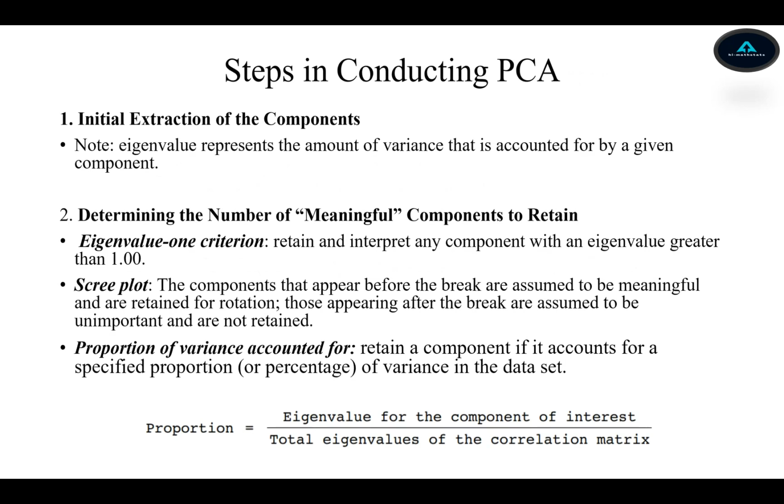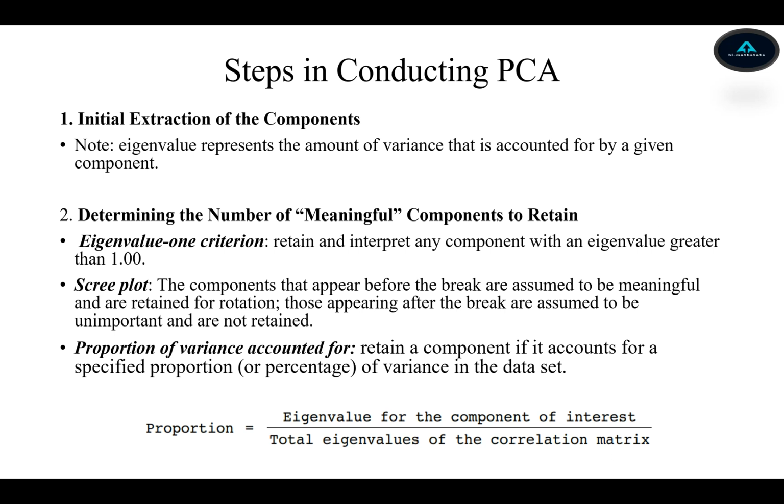Now, let us understand the steps in conducting PCA. First, the initial extraction of the components. In principal component analysis, we use eigenvalues. The eigenvalues represent the amount of variance that is accounted for by a given component. Then secondly, we want to determine the number of meaningful components to retain.